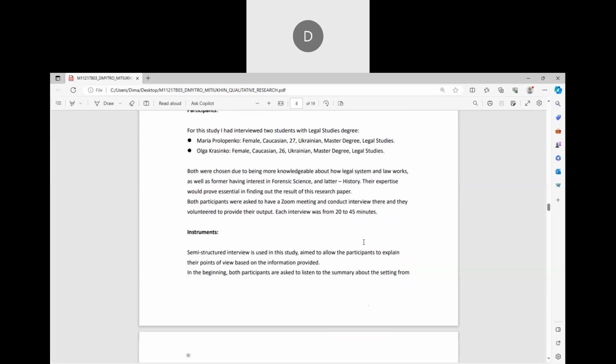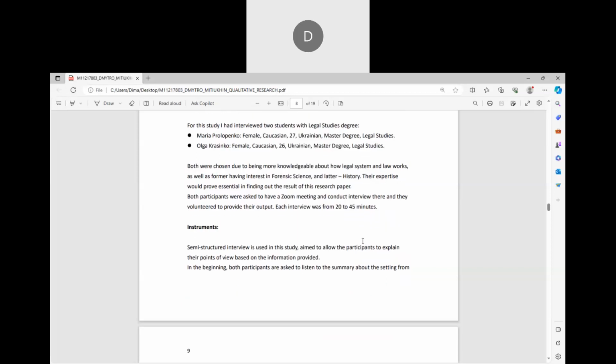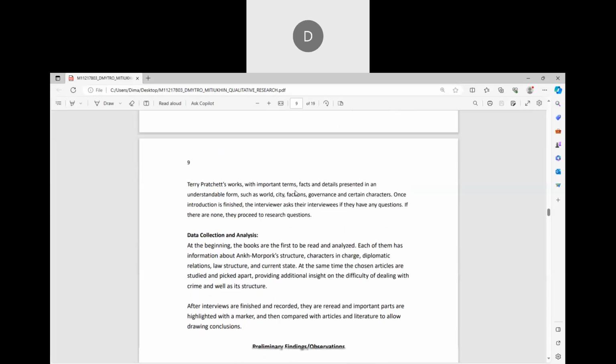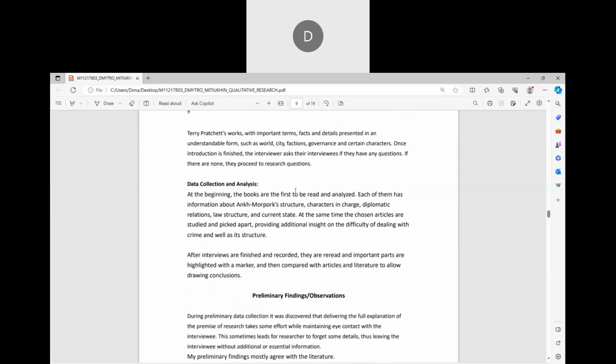So I contacted them via Zoom and conducted the interview, which they volunteered to provide. Each interview was from 20 to 45 minutes. As an instrument, I used a semi-structured interview, and in the data collection analysis, I took information from the books and information from the interview and applied it to one another, finding out if what I heard from the articles and what I heard from my participants correlates and is true in the end.